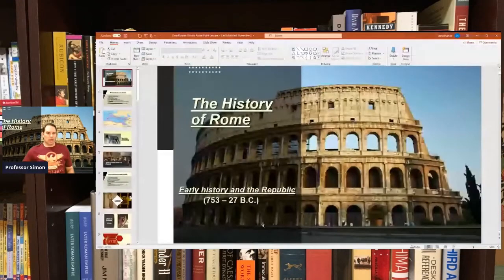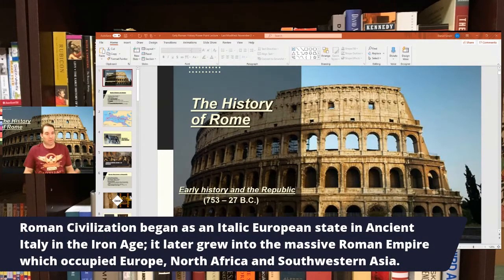So today we're going to get into and talk about the Roman civilization as a whole. First, I'm going to give you a little background about who the Romans are. There's a little definition of it for you on the bottom there.